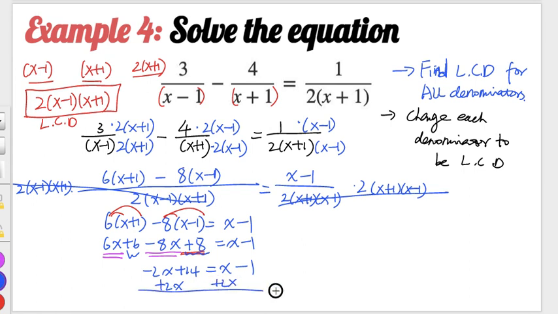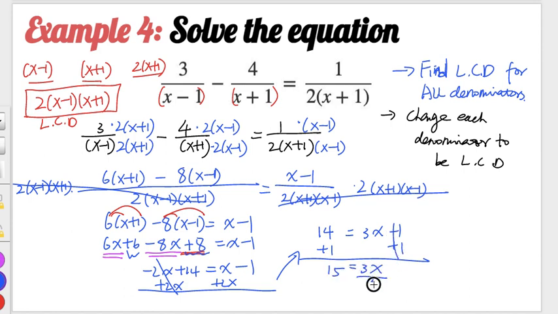Plus 2x on both sides. Now it's canceled, so it's 14 equals 3x minus 1. Then we add 1 on both sides. So it's 3x equals 15. I divide by 3 like we usually solve equations, so x is 5.